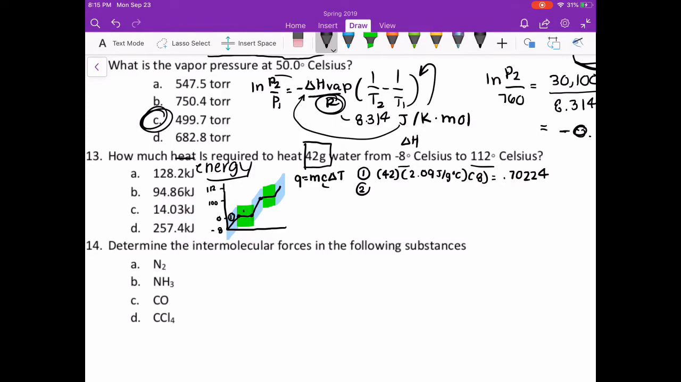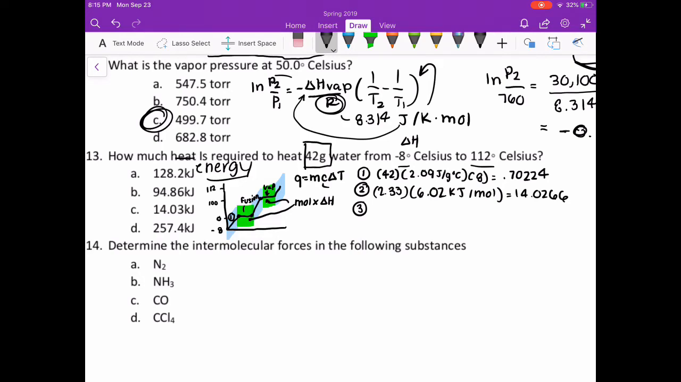So 0.70224. For step 2, I'm going to use the heat of fusion, because I know at 0 degrees Celsius I have a phase change from solid to liquid. So I'm going to use moles times delta H. First I convert mass of water to moles. That's just 42 divided by 18.02. When you do that, you should get 2.33, which I'm going to rewrite. So 2.33 times 6.02 kilojoules per mole. That's already in kilojoules, so that makes it easy, and you should get 14.026.